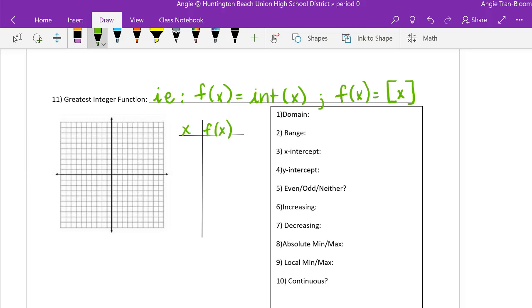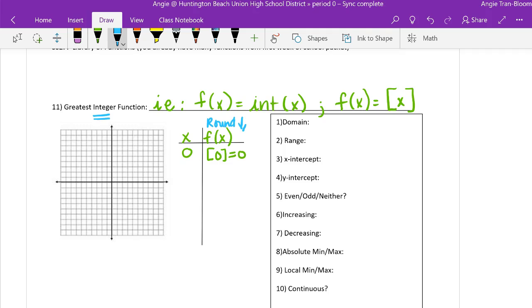When I pick values, let's say I pick 0. To get it out of the bracket, you have to round down. Again, you need to round down. But if it's already an integer, hence the name, you don't have to round, so your answers always come out to be an integer.